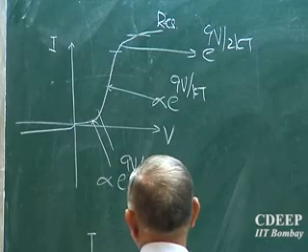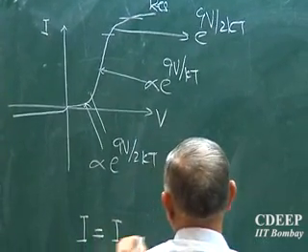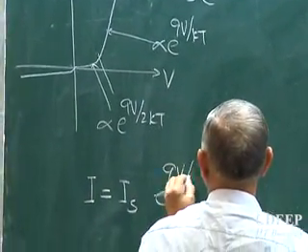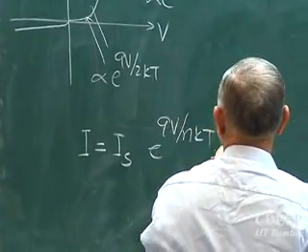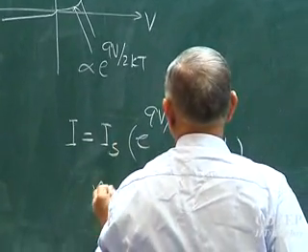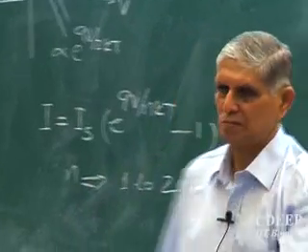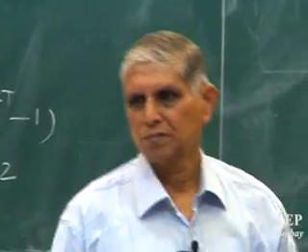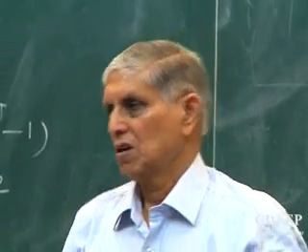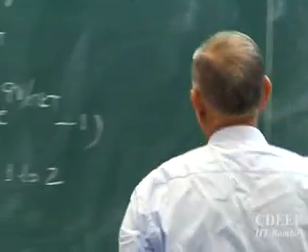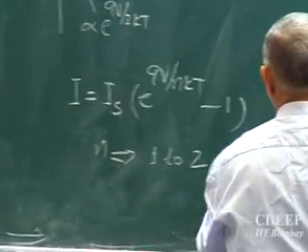So in general, I can be written as Is e to the power QV by nkT minus 1, where n varies from 1 to 2. N is called the diode's ideality factor.